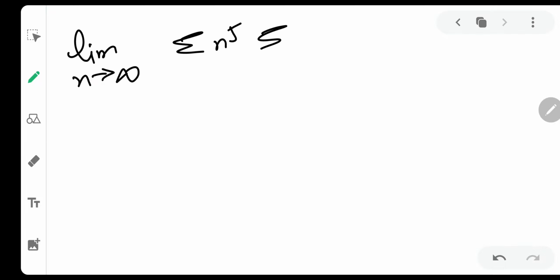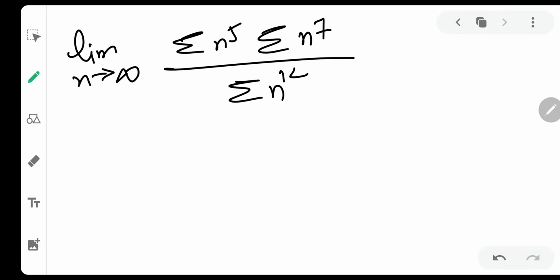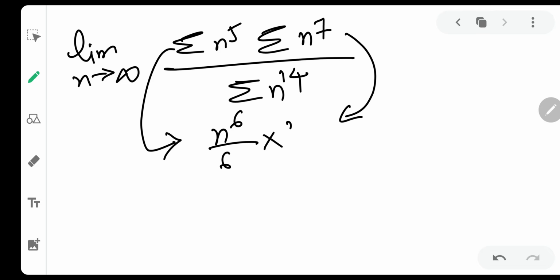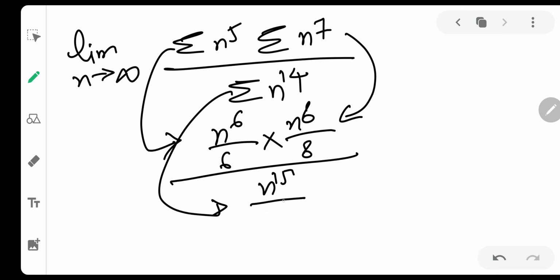Suppose you have limit n tends to infinity summation n raised to 5 and summation n raised to 7 upon summation n raised to 14. How to solve this? The highest degree for this will be n raised to 6 upon 6, and for this will be n raised to 8 upon 8, and for this will be n raised to 15 upon 15. Now you can see that 5 and 7 have n raised to 6 and n raised to 8. What is happening exactly?